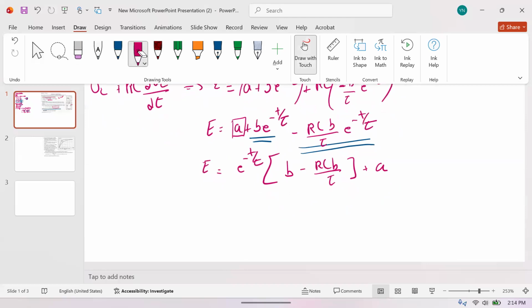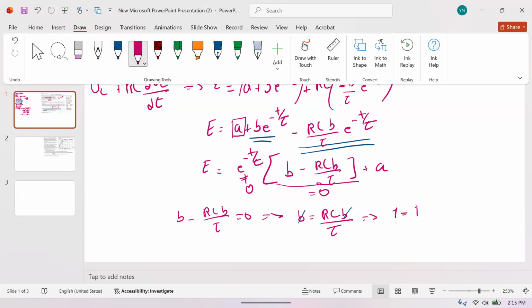Okay, now, and the last step I have to say that e is different than 0 always. So its factor should be equal to 0. Now, the factor of e is b minus rc, b over tau. And we resolve by putting each factor on each side. Then we remove b and b. We get 1 equals rc over tau, which is tau equals rc. I'm sorry for the noise in the back.